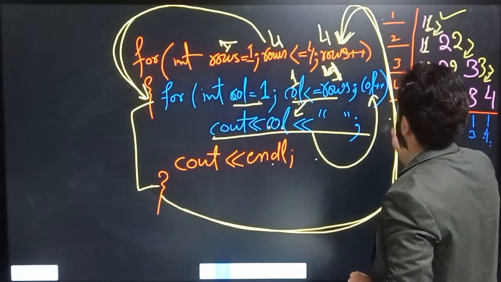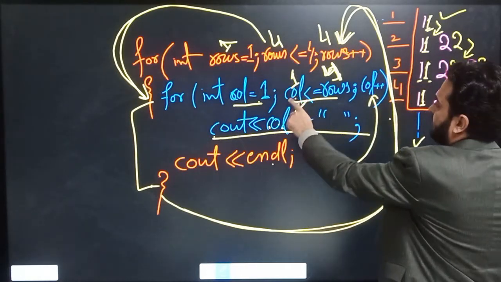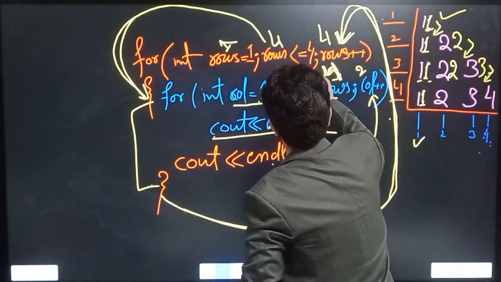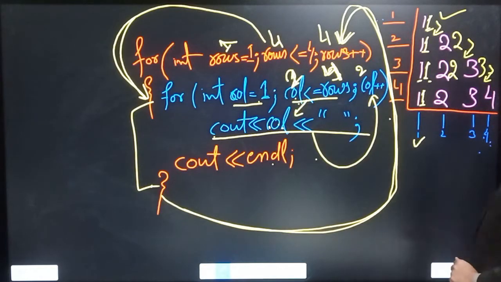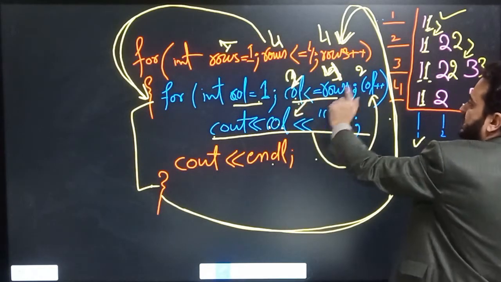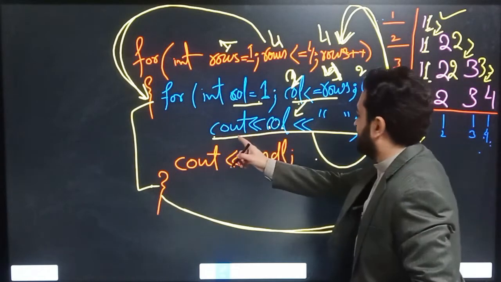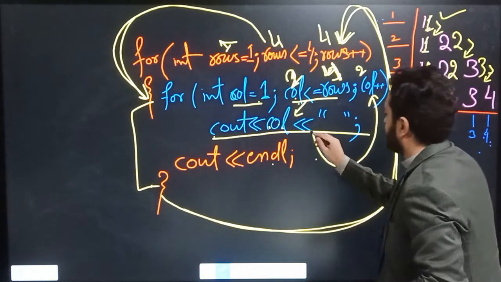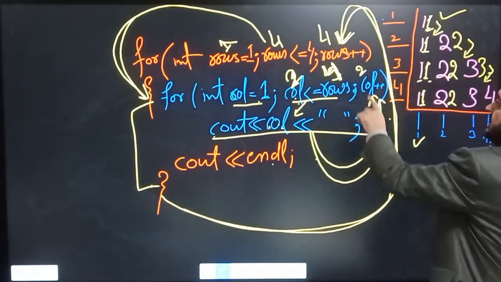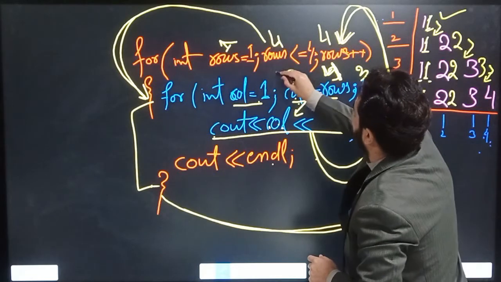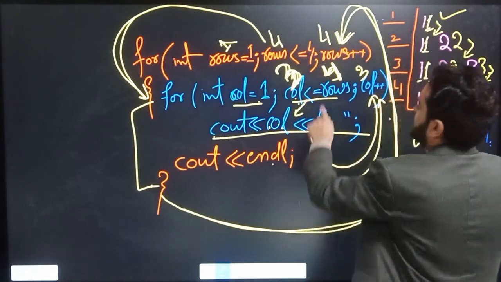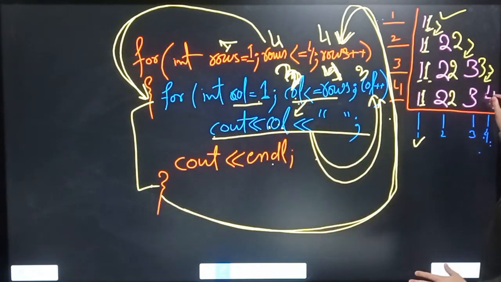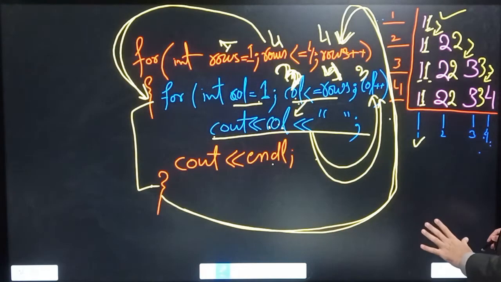Then execution will come to the column plus plus. It will update the value of column, which is 1. Now it will become 2. Then the condition will be checked. 2 is less than or equal to rows, which is 4. So 2 is less than or equal to 4. Yes. Again this body will be executed and we will see 2 along with a space, and then the execution will come again to the column plus plus. It will become 3. 3 will be checked against this condition. So 3 is less than or equal to 4. Yes, the body will be executed and we will see 3 on the screen along with the space.